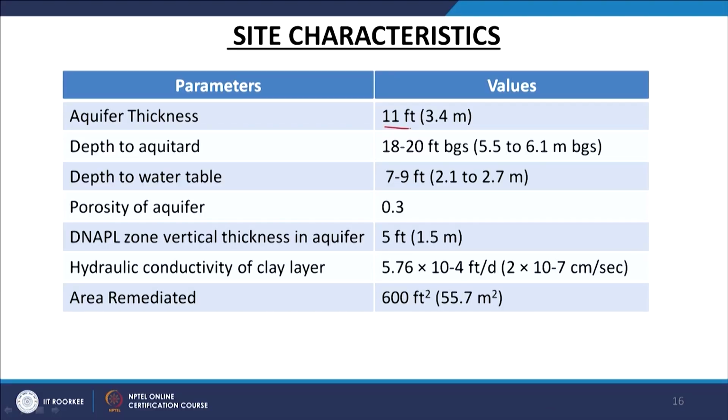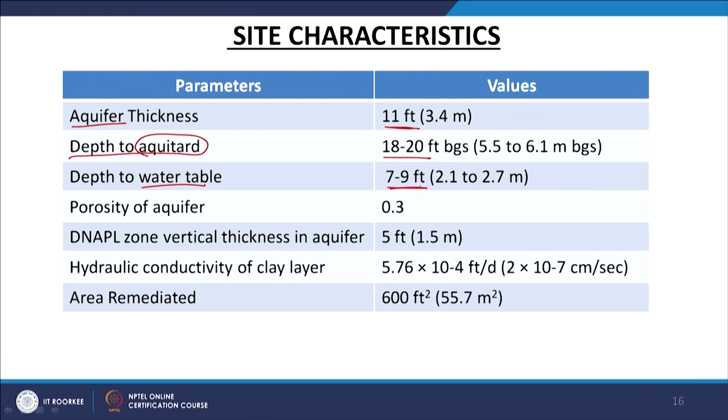So, thickness, 11 feet, that is of the aquifer. The depth to the impermeable layer is around 18 to 20 feet. So, the aspect to keep in mind is that it is relatively shallow, right. Depth to water table, let us say again 7 to 9 feet, porosity, right, 0.3.